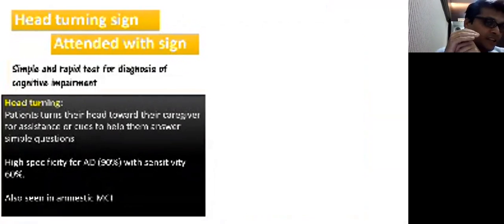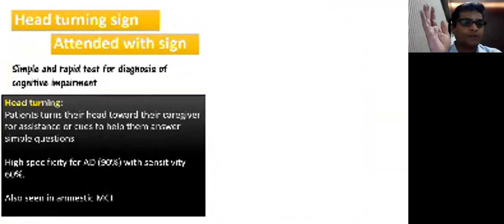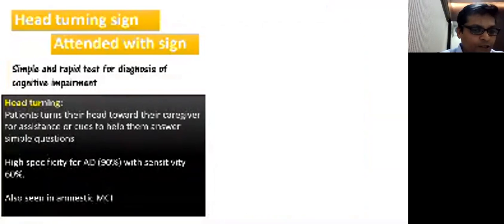So this is the head turning sign, which is a simple rapid test for diagnosis of Alzheimer's disease. It has a high specificity of around 90% with sensitivity around 60%, and it can be seen in 50 to 60% of cases of amnestic variant of mild cognitive impairment.